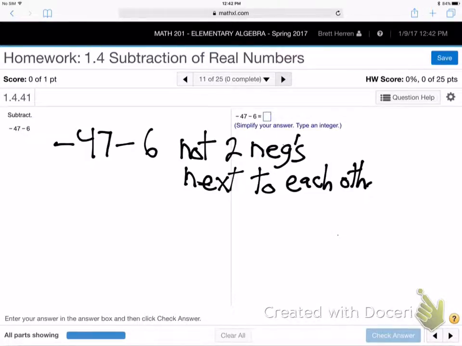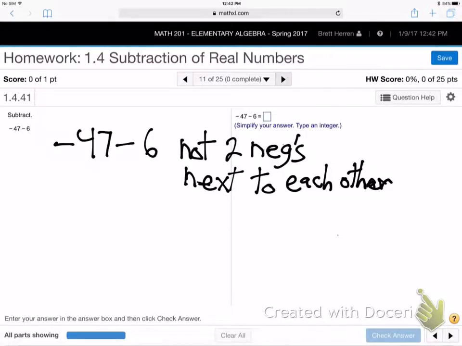Okay, so it's not two negatives next to each other, so we can't make them positive. So what do we do then? Well, we just think gains and losses. Think about the football team. That's a big loss. They lost. Now don't think this way. This is where students get confused. They look there and they go, wait a minute, I guess I got to subtract, so that's 41.